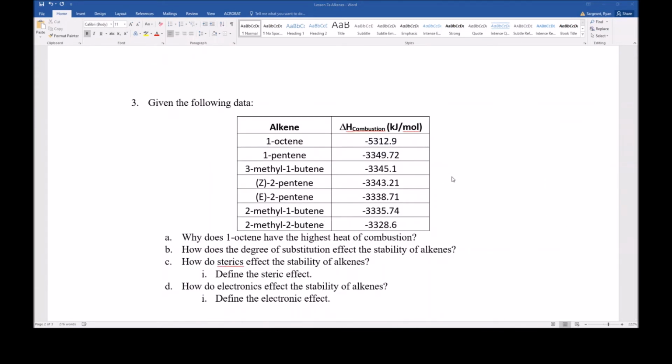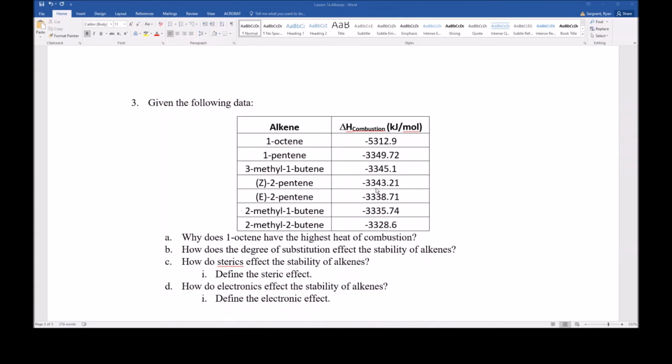All right, now that you have some feel for the physical properties and the nomenclature of alkenes, let's move on to their chemical properties, and this has to do with the heat of combustion. Remember, heat of combustion is the energy that's released when you set these things on fire. And if you look at this heat of combustion table, there's a bunch of these negative 3,000 values.